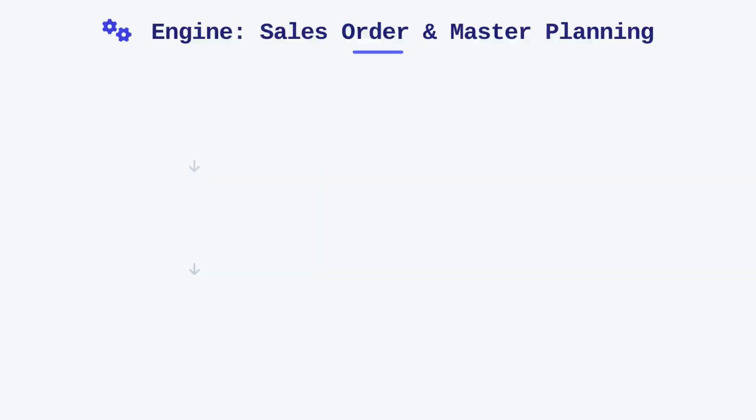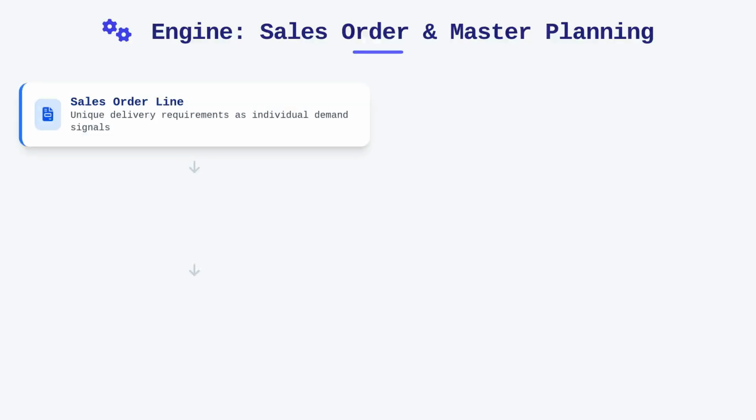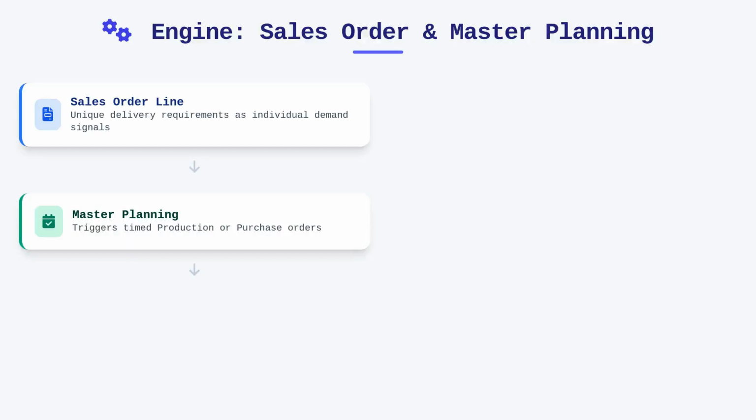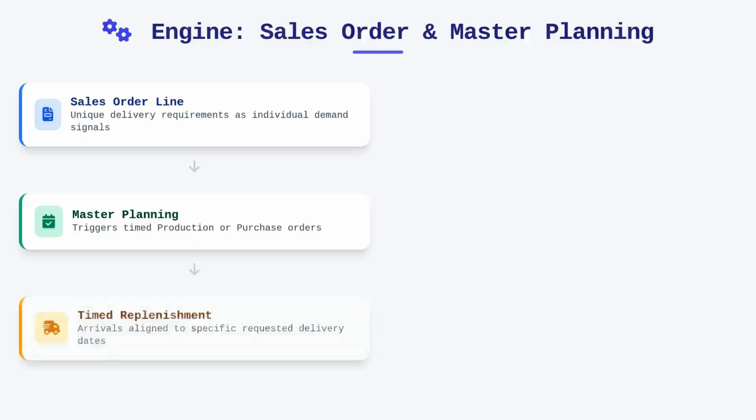The engine behind this functionality relies on the synchronization between the sales order line and master planning, which requires careful parameter tuning to avoid common pitfalls. When a schedule is created, each line represents a unique delivery requirement, and if configured correctly, master planning sees these as individual demand signals. This allows the system to trigger replenishment, such as planned production orders or purchase orders, specifically timed to the requested delivery dates of each schedule line.